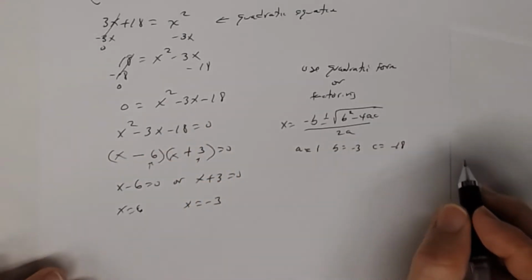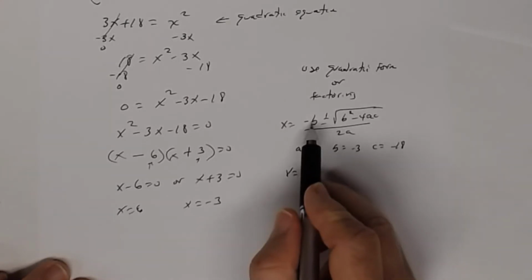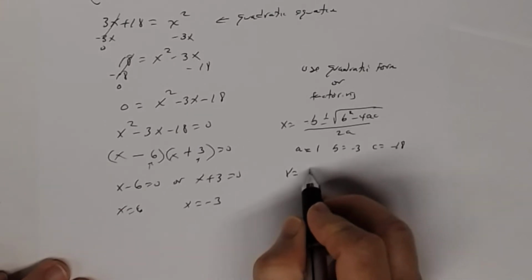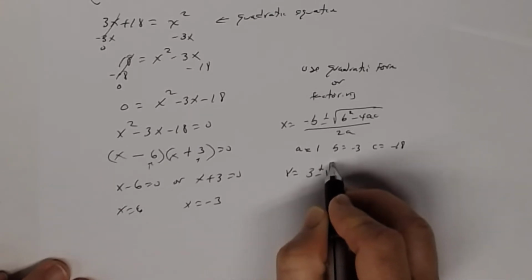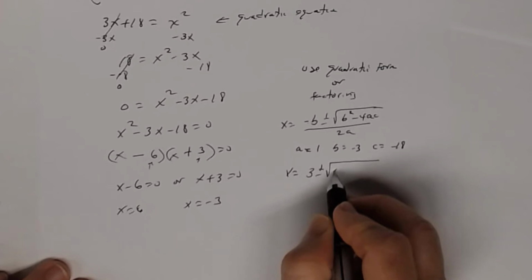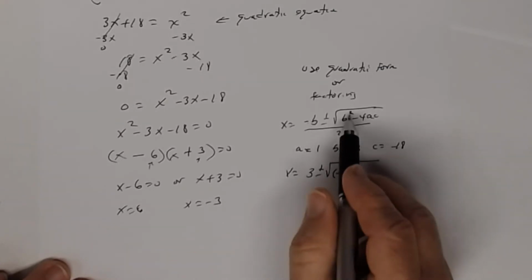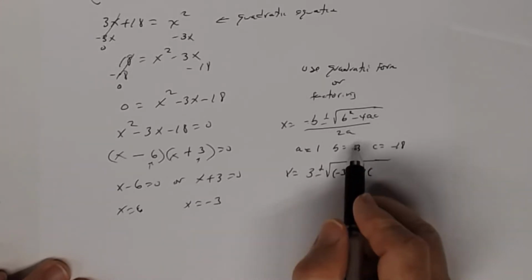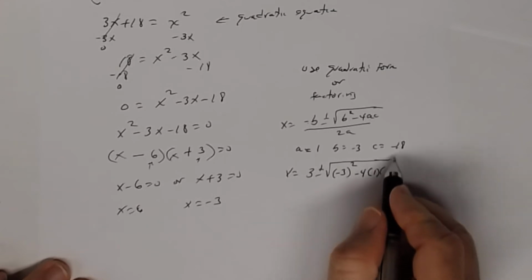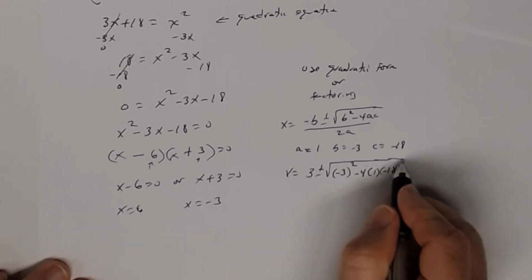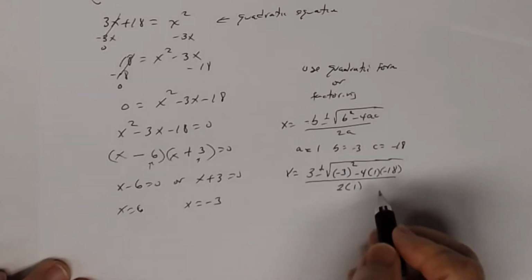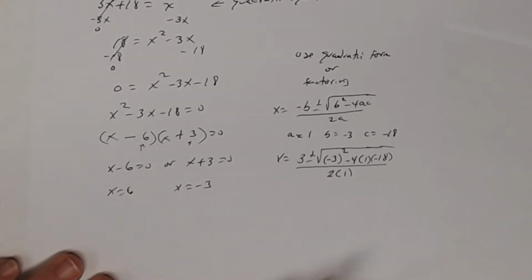Okay? And so now I get x equals the opposite of b. Well, b is a negative 3. The opposite of a negative 3 is a positive 3, plus or minus the square root of b. Always put that in parentheses. It is a negative 3. I've got to square it. That's what this says: I square whatever b is. Minus 4 times a, a is 1, times c, which is a negative 18. All of that is being divided by 2 times a, which is 2 times 1.